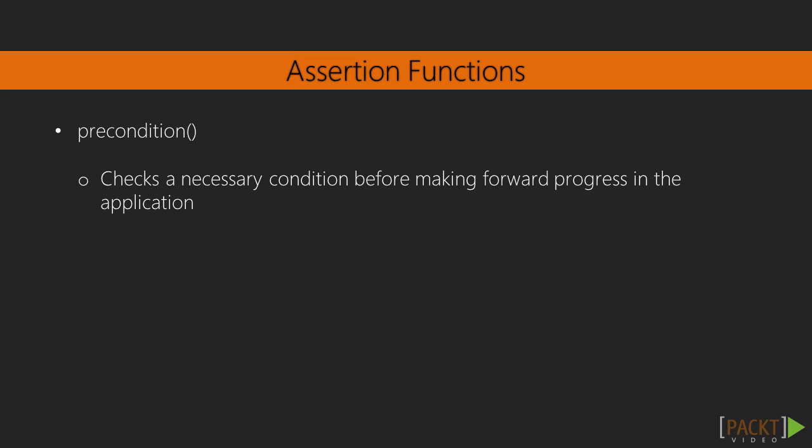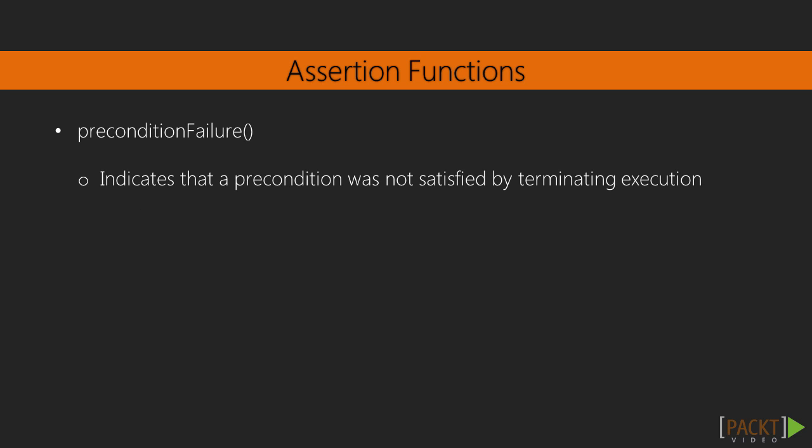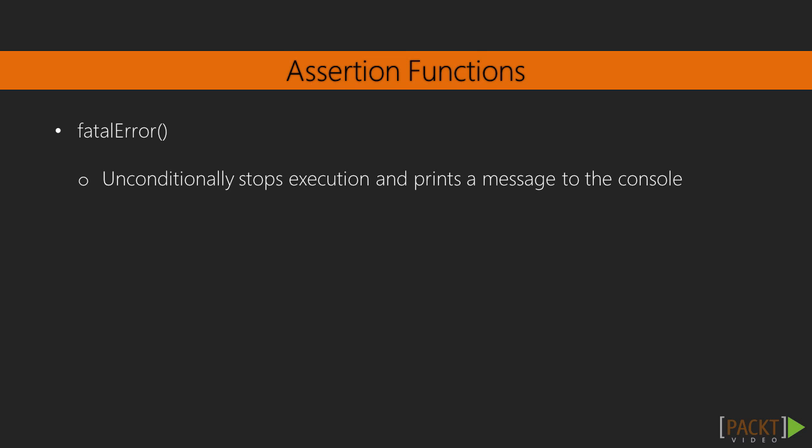Precondition is much like assert in that it checks a necessary condition before making forward progress in the app. More on this in a moment. preconditionFailure indicates that a precondition was not satisfied by terminating execution. And fatalError, which unconditionally stops execution and prints a message to the console.